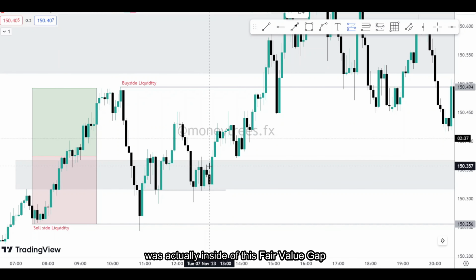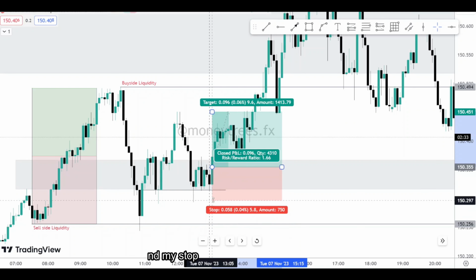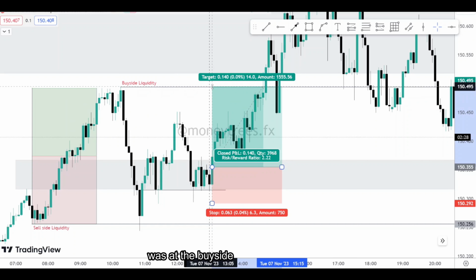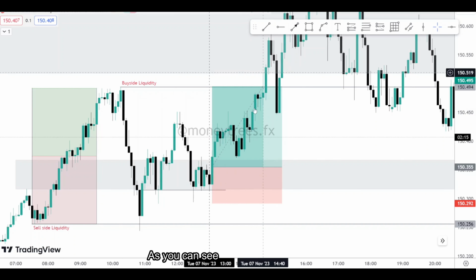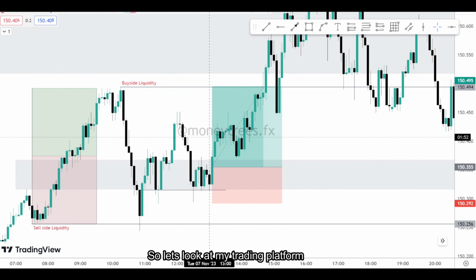So my entry was actually inside of this favorable gap, and my stop was below the swing, and my TP was at the buy side. So I didn't care what happened next. As you can see, the price actually traded higher. So let's look at my trading platform.